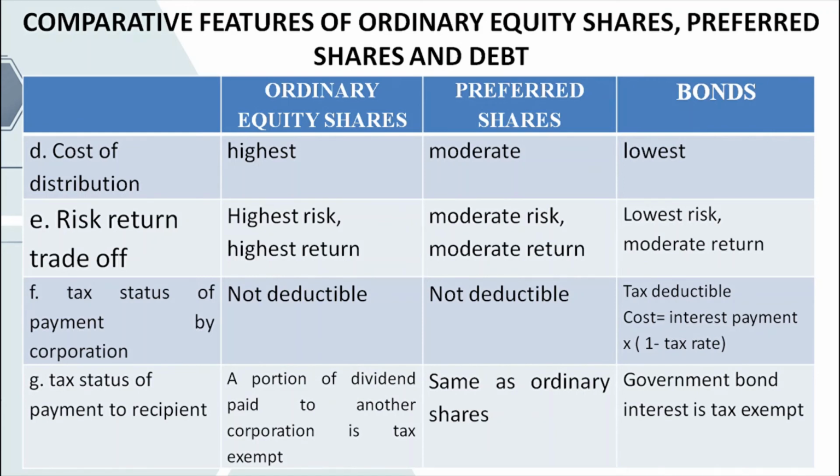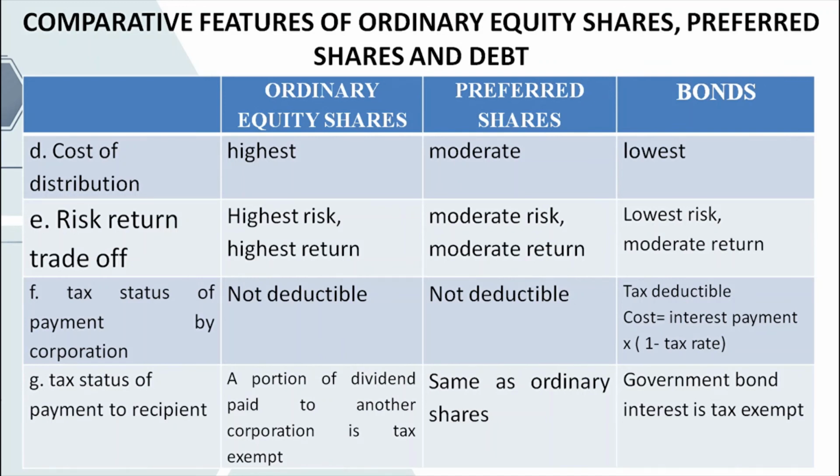When it comes to risk-return trade-off, ordinary equity share has the highest risk and highest return. In preferred shares, they have moderate risk and moderate return, and the bonds, they have the lowest risk but moderate in return. So tax status of payment by corporation in ordinary equity share is not deductible. In preferred shares, the tax status of payment by corporation is also not deductible. While on the bonds, the tax status of payment by corporation is deductible, wherein we will get the cost which is equal to interest payment times 1 less tax rate.